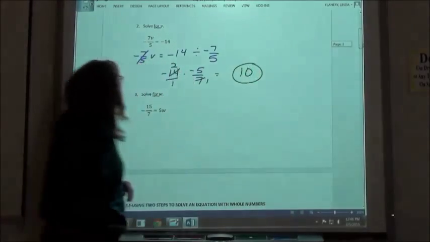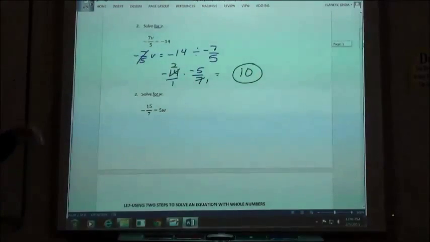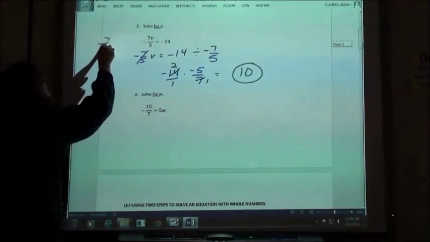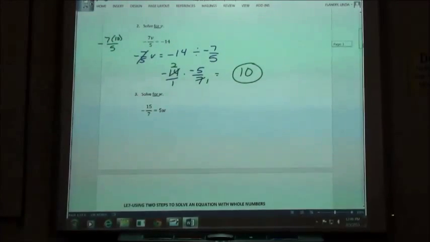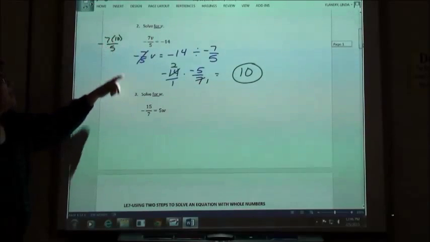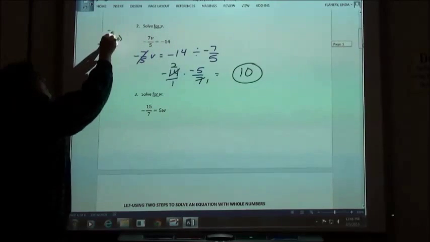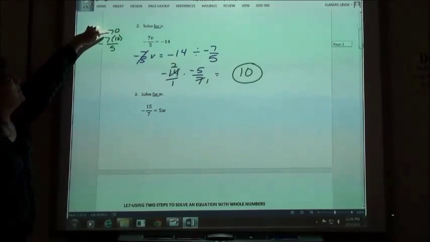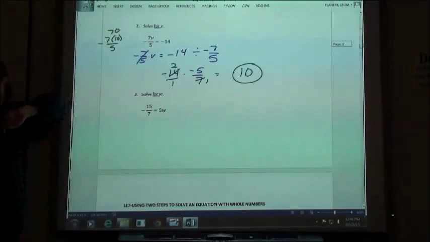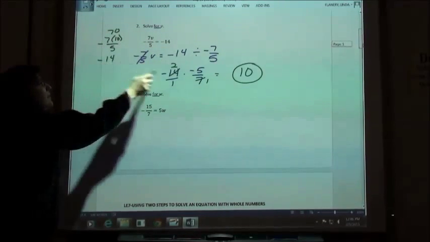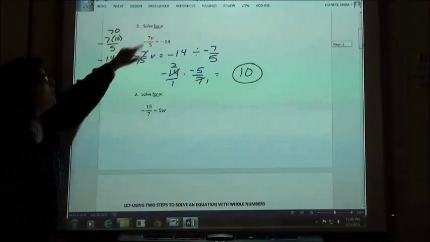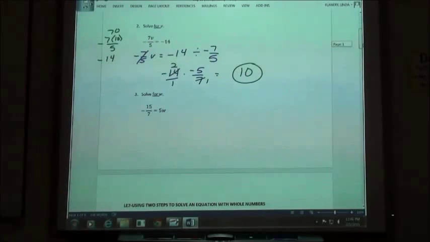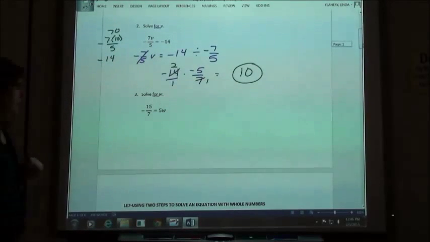Positive 10. Now, if I were checking that, I'd have negative 7 times 10 over 5, right? Putting the 10 in for the v. 7 times 10 is 70. 70 divided by 5 gives me negative 14. That's how I would check that. I'd put that number in for the variable, and since 7v means 7 times v, that's how I check it.